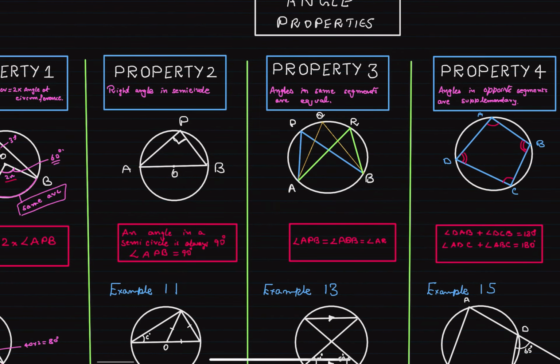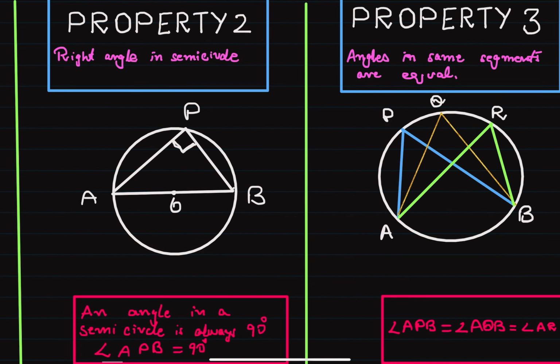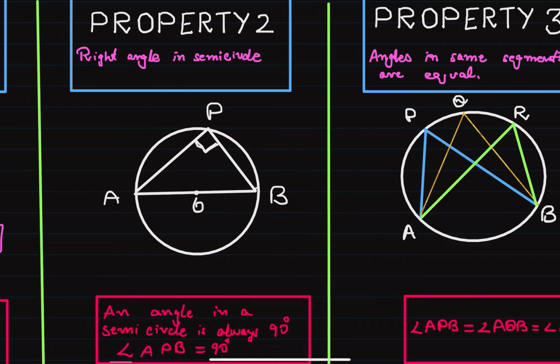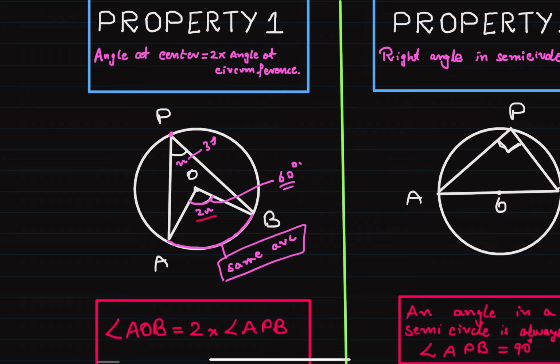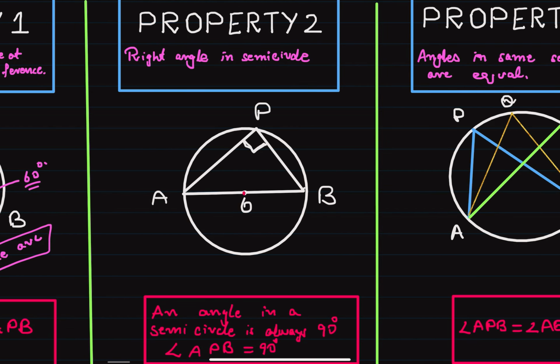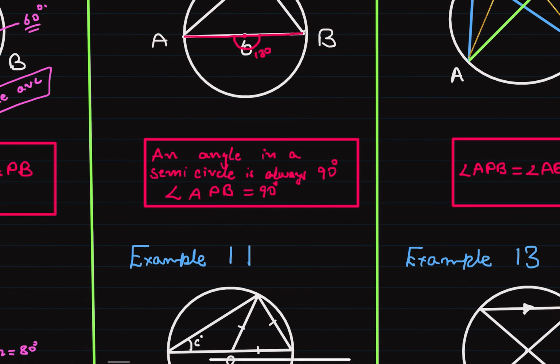So property number 2, the right angle in a semicircle. It is not wrong to say that this is the same as property 1, because I know that the angle at the center is 180. And when you divide 180 by 2, this should equal 90. Or we can say if there is an angle that faces the diameter, this should equal 90 degrees. That we say is the right angle in a semicircle, right?